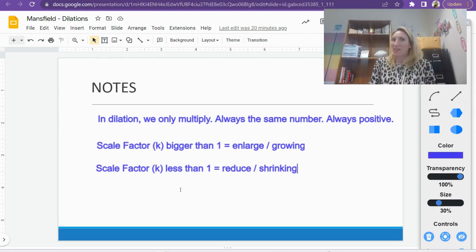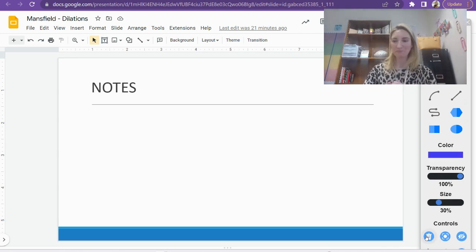Is that okay? Yes, maybe, not sure, a little confusing. Guys, it's actually relatively simple. So we are going to do a few example problems over here so you can see what I mean by bigger than 1, less than 1, enlarging, growing, reducing, shrinking, scale factor, k, always positive, same number. It's a lot of information at once for notes, but once we get to the problems, everything is going to make more sense. So let's get to it.